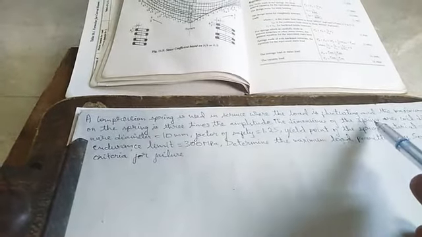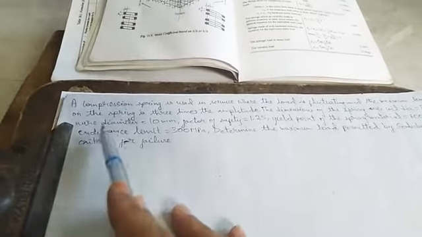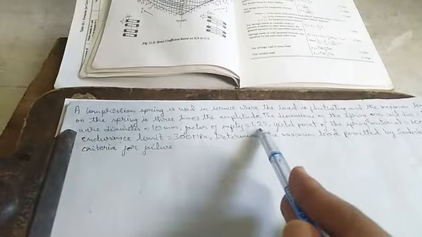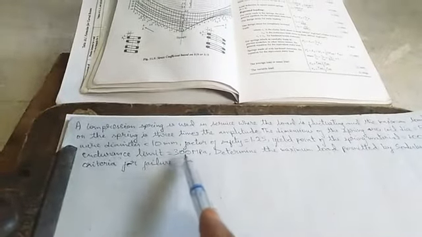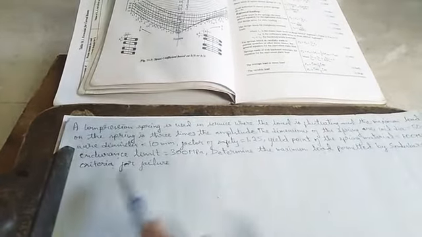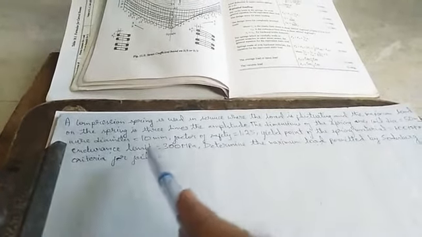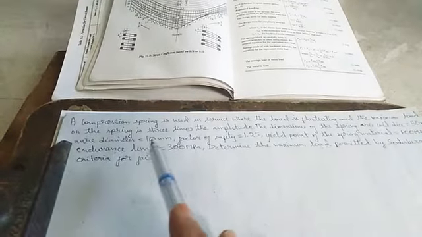The dimensions of the spring are coil dia is equal to 50 mm, wire dia is equal to 10 mm, factor of safety is equal to 1.25, yield point of the spring material is equal to 600 MPa, endurance limit is equal to 300 MPa. Determine the maximum load permitted by Soderberg criteria for failure. So here they have given Soderberg criteria for failure, but this is also nothing but the same type of problem which we discussed in previous class.